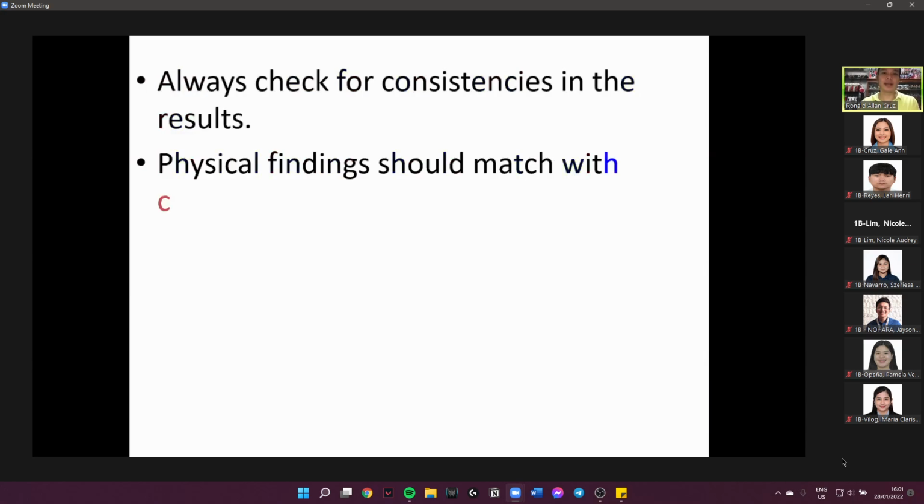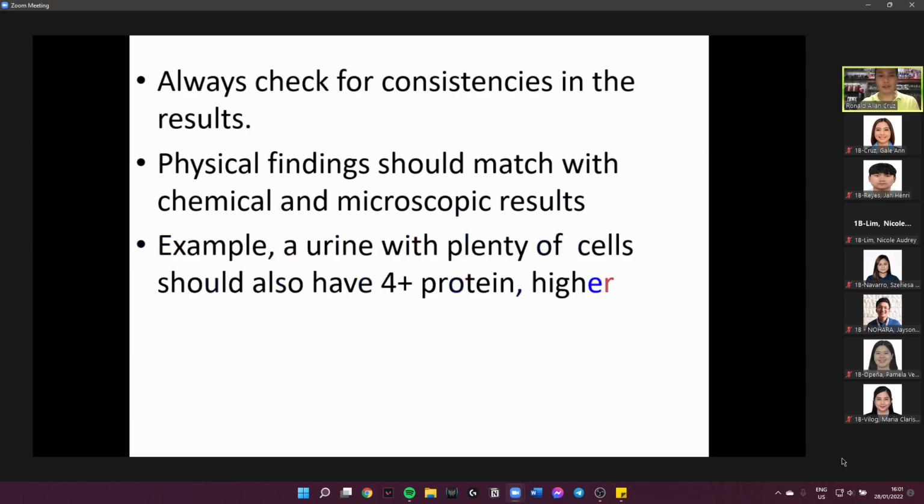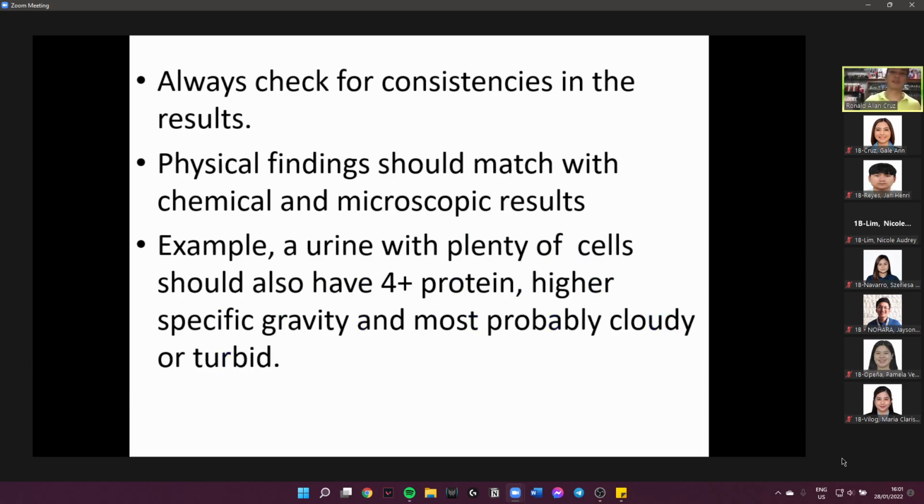So it says here, always check for consistencies with your result. Physical findings should match your chemical and microscopic results. So if you have a urine sample with plenty of cells, lots of epithelial cells, WBCs, etc., you should have a positive result for protein. Higher specific gravity, because cells and proteins increase the amount of solutes present in your specimen. And your specimen should probably be cloudy or turbid. You check for consistencies before releasing your report.